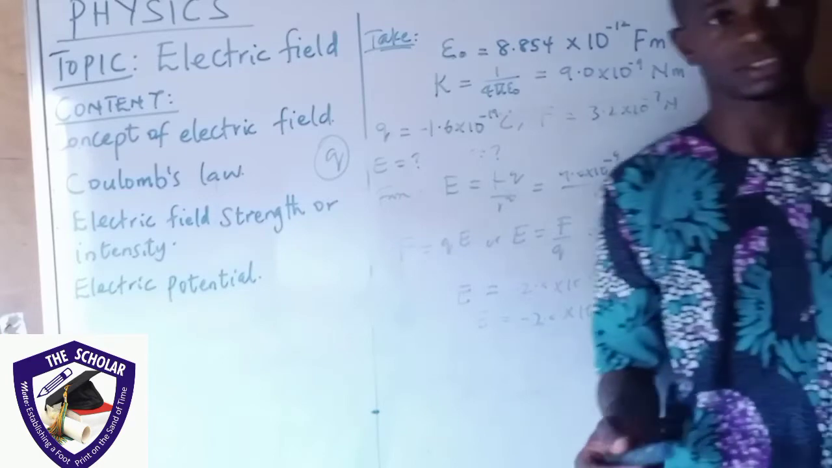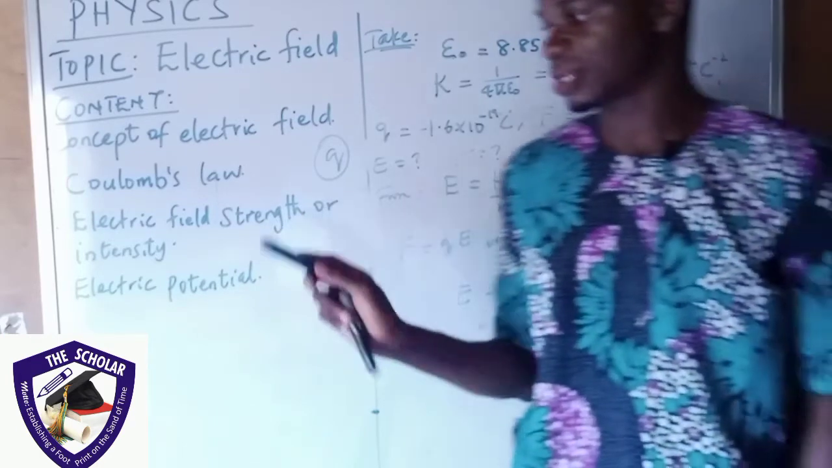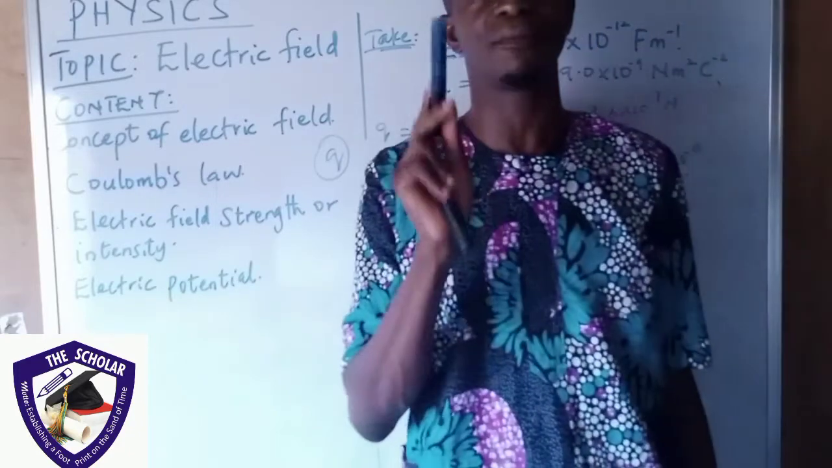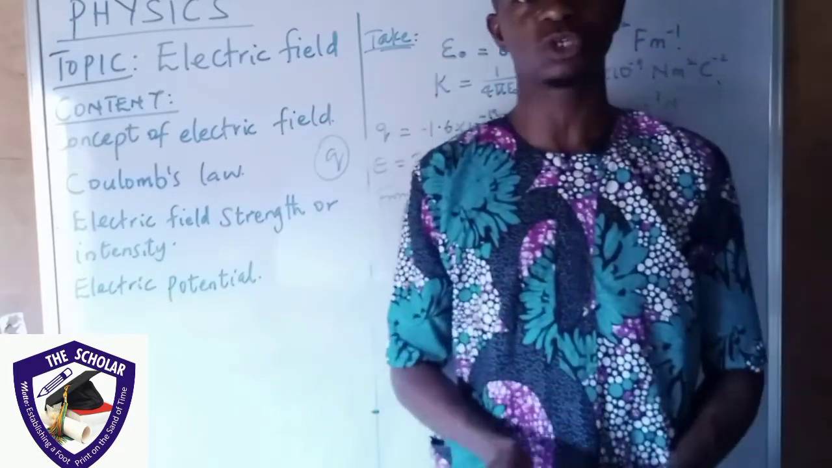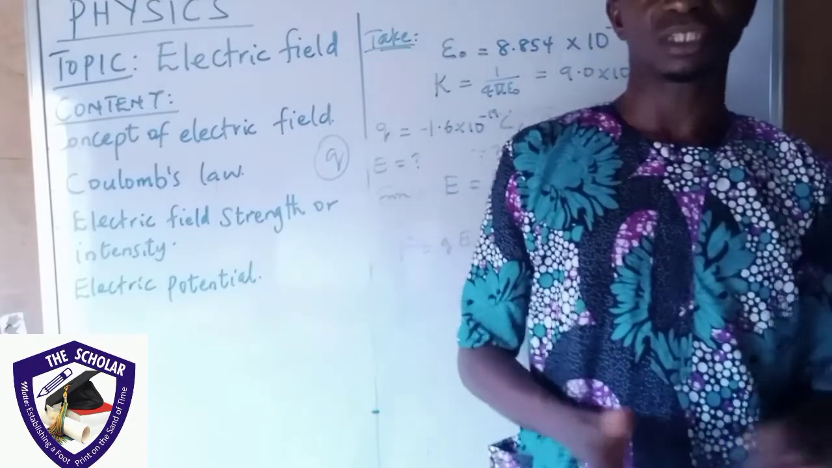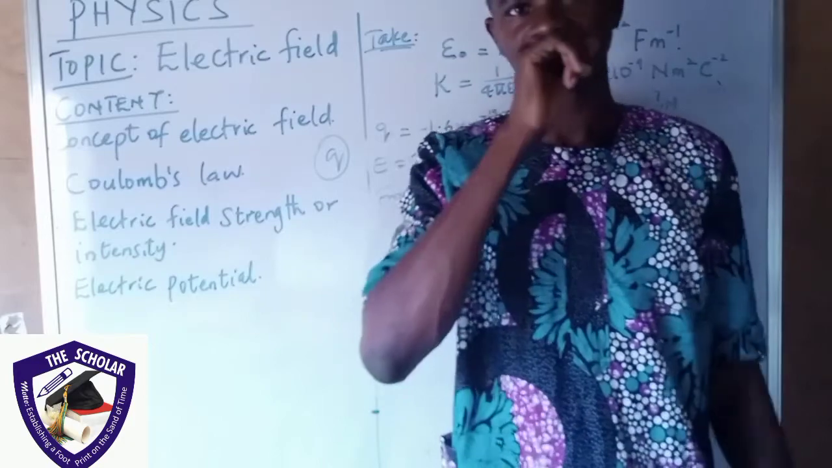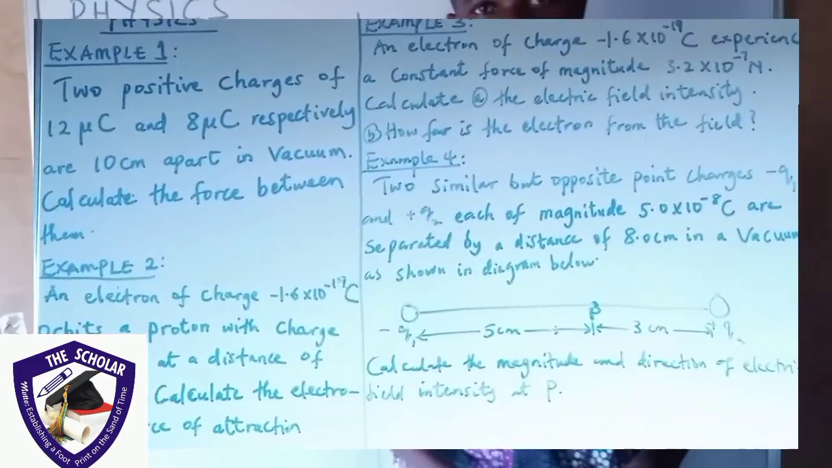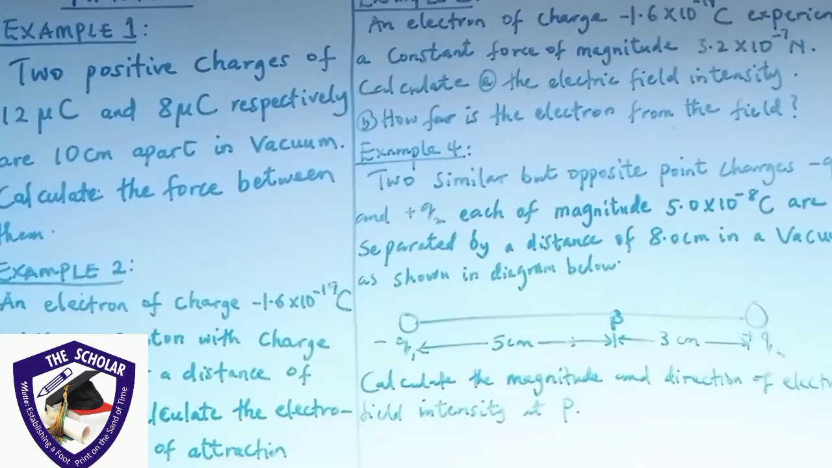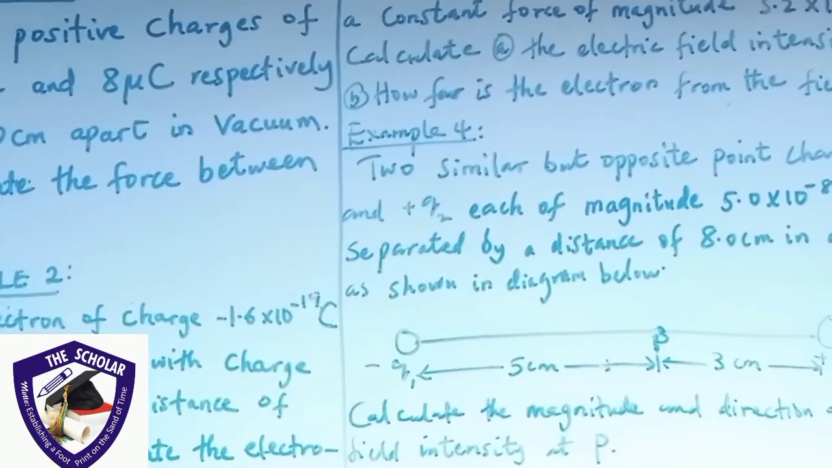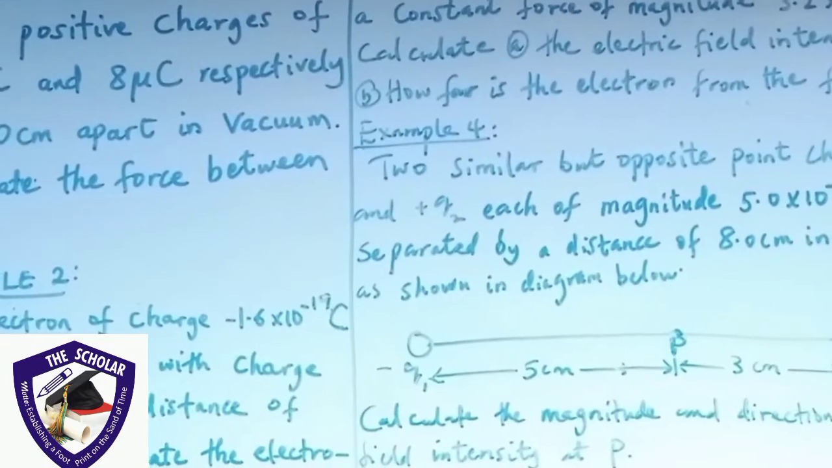Now, to the last example, still under electric field strength or intensity. We have two similar but opposite point charges, Q1 and Q2, each of magnitude 5.0 times 10 to the power minus 8 coulomb, separated by a distance of 8.0 centimeter in a vacuum, as shown in the diagram above. Then we are asked to calculate the magnitude and direction of the electric field intensity.